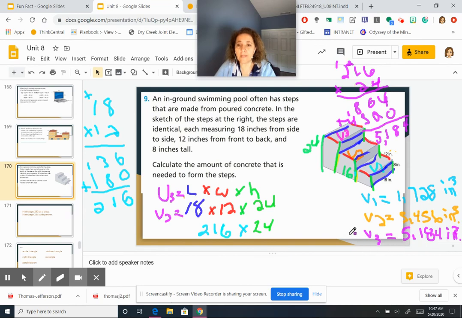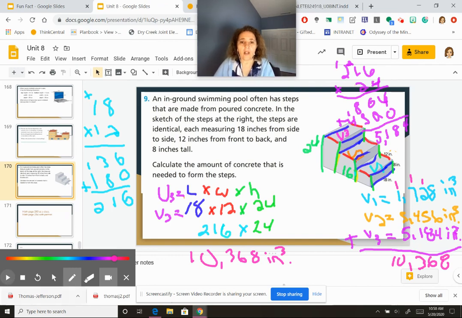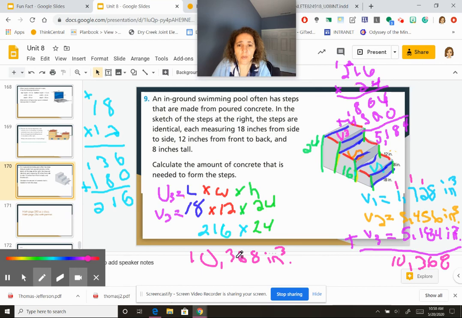What do we have to do? Yep, add it all up. So go ahead and pause the video, add it all up, and then come back to me and see what you got to compare your answer. All right, so I added it all up and I got 10,368 inches cubed. Let me close up that 0.